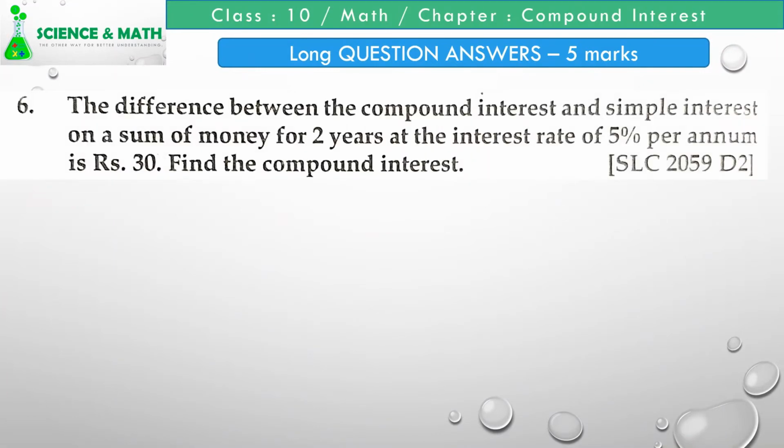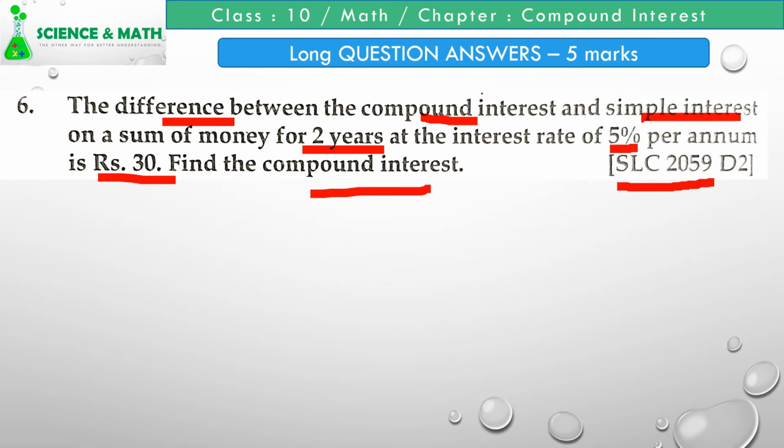Question number 6. The difference between the compound interest and simple interest on a sum of money for 2 years at the interest rate of 5% per annum is rupees 30. Find the compound interest. This question is asked in SLC 2059. In this question, 2 years is the time, 5% per annum is the rate, and rupees 30 is the difference between compound interest and simple interest. We need to find out the compound interest from this question.